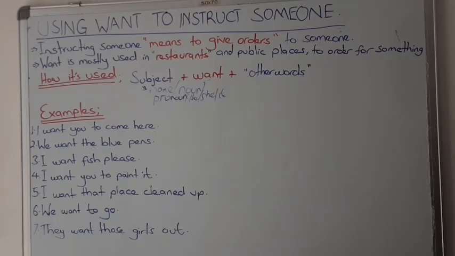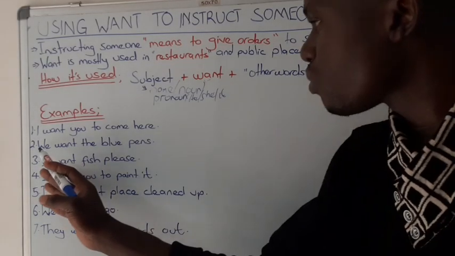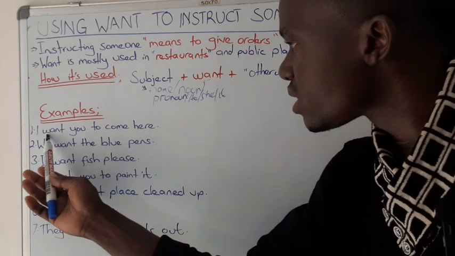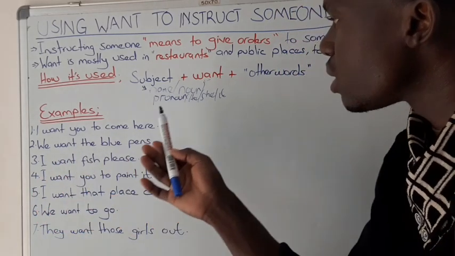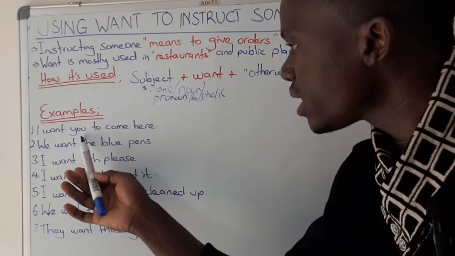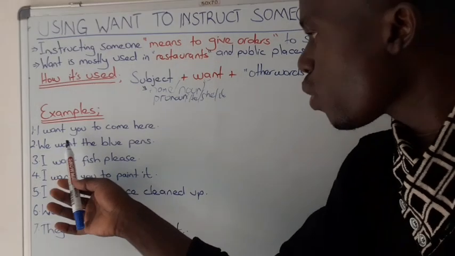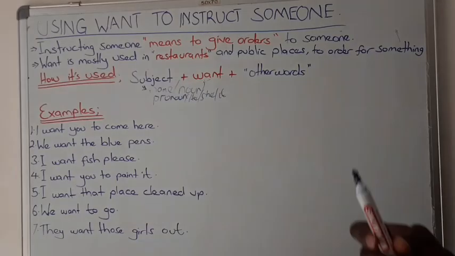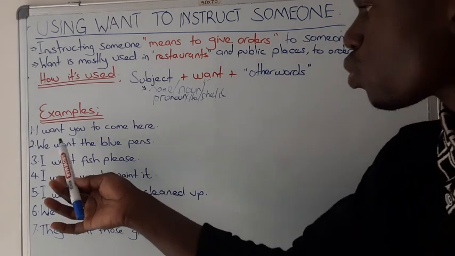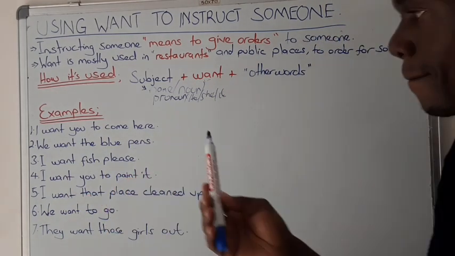Hope we are together. Let's look at the next example. Number 2, we have we want. We is the subject, and here we've used the pronoun. We want the blue pens. Once again, we want the blue pens. So you are instructing him to give you the blue pens.